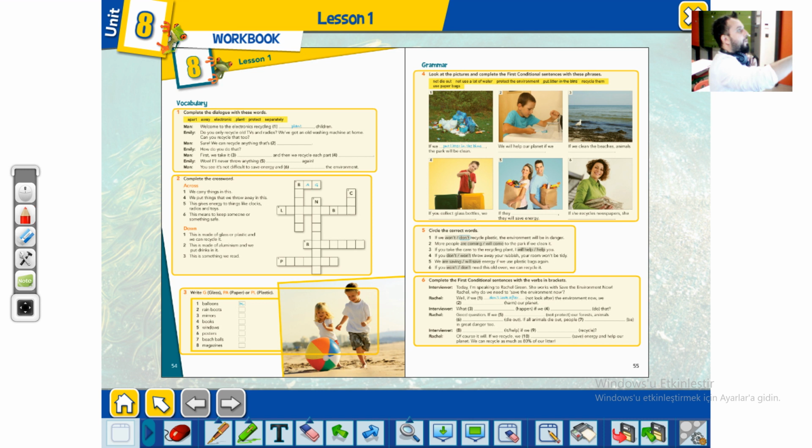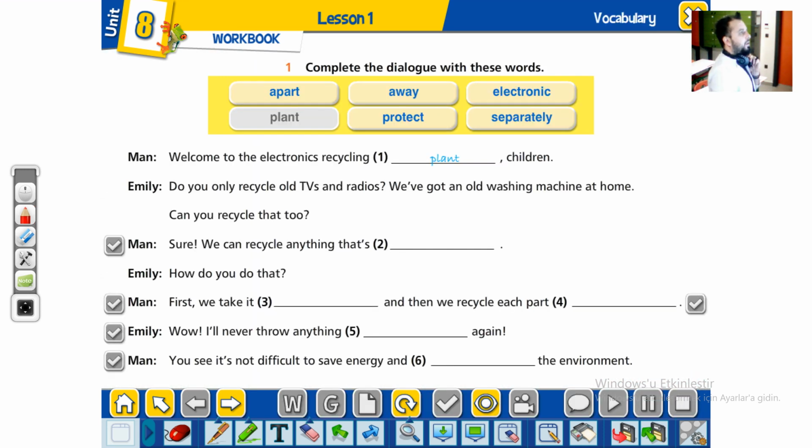Okay, I hope all of you opened your books. Let's look at the first part. An example is given to us. Welcome to the electronic recycling plant. Recycling plant, what was the meaning of it? Geri dönüşüm merkeziydi değil mi?